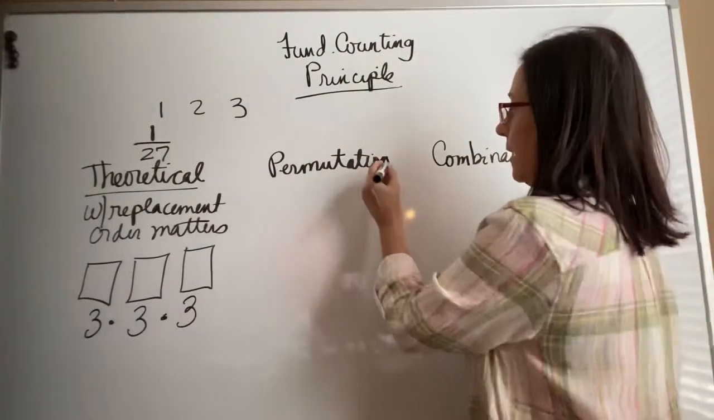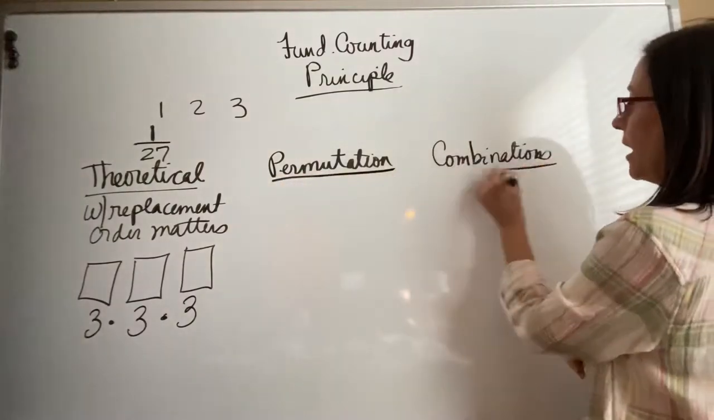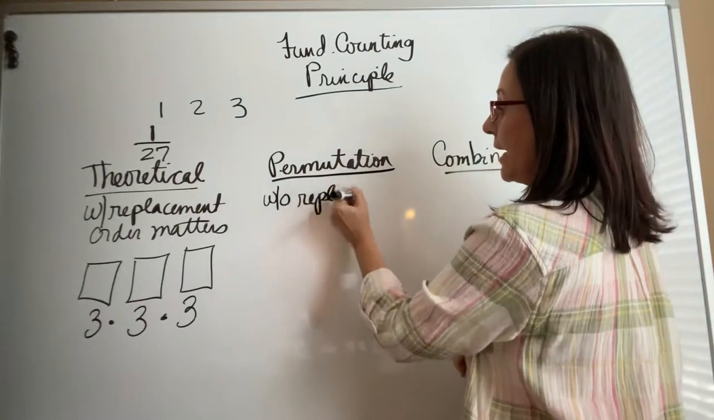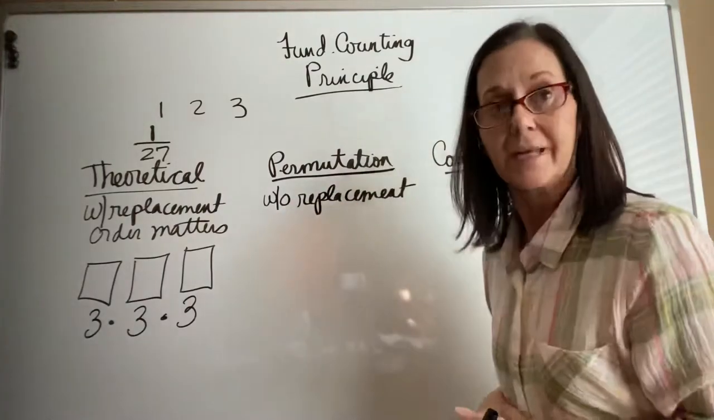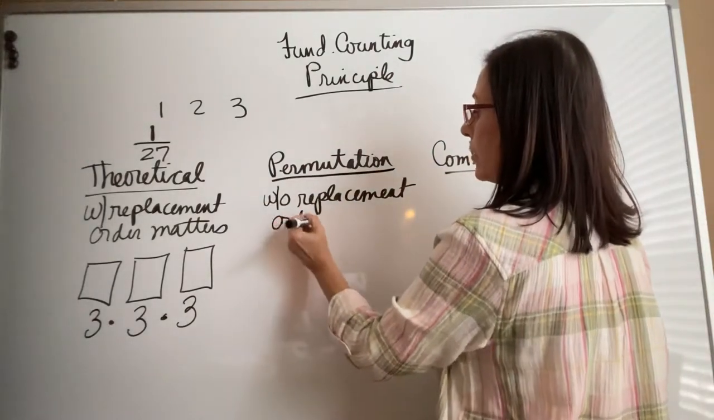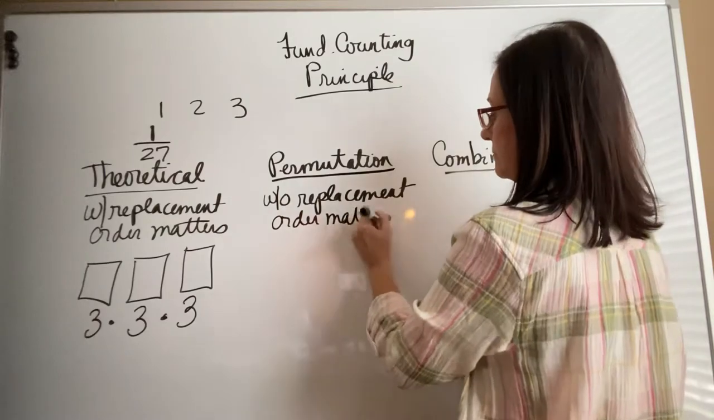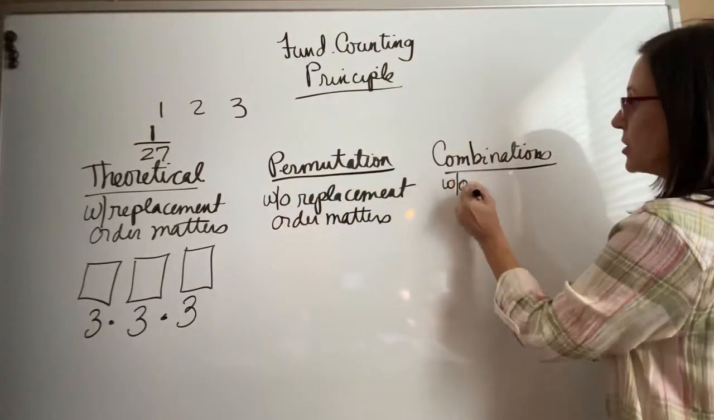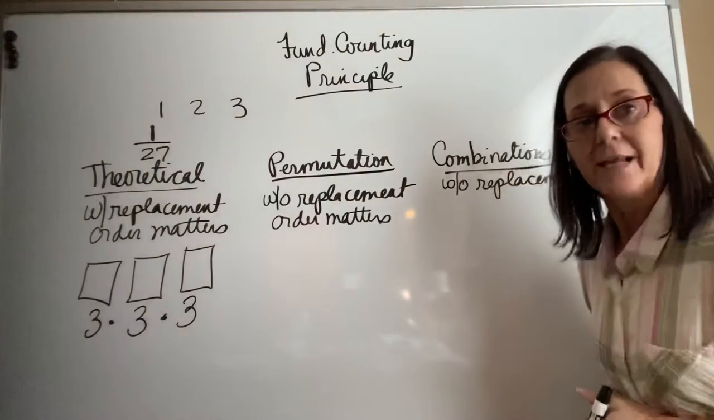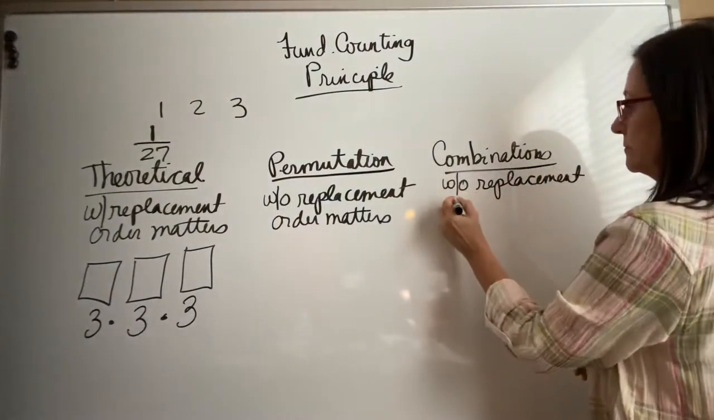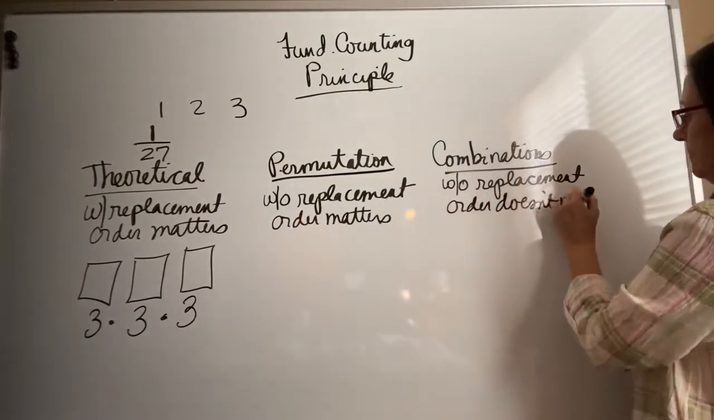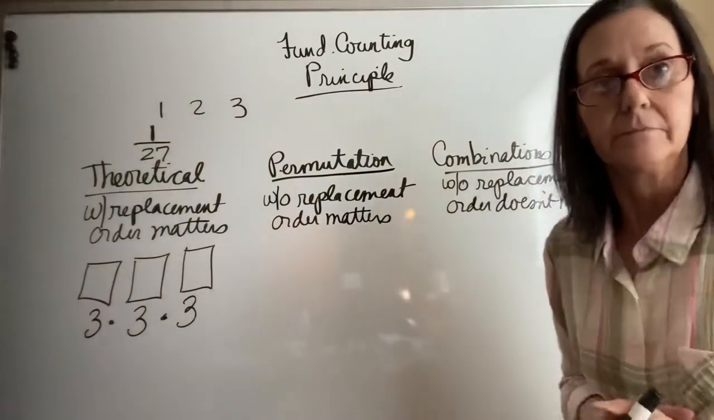All right. A permutation. Both permutations and combinations are without replacement. So once I use a number, I'm not going to use it again. All right. With a permutation, order matters. So a combination is also without replacement, but with a combination, order doesn't matter. We don't care what order it is in, okay?